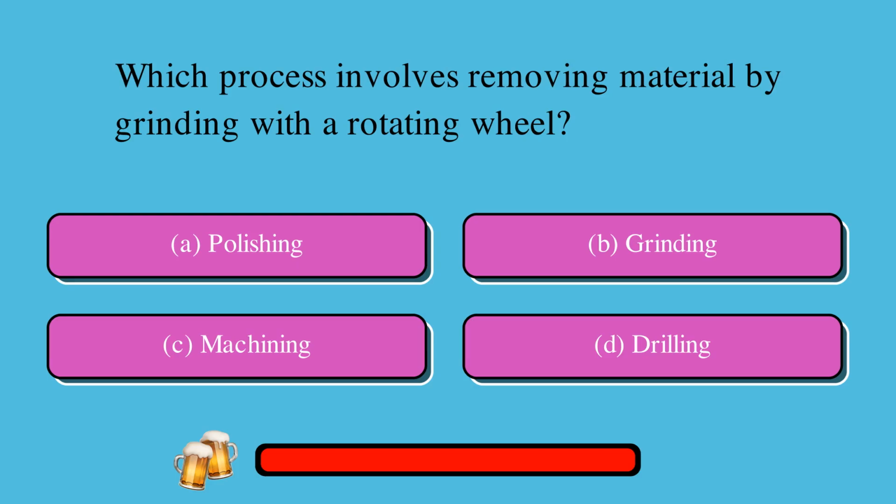Which process involves removing material by grinding with a rotating wheel? A. Polishing, or B. Grinding, or C. Machining, or D. Drilling? The correct answer is B. Grinding.